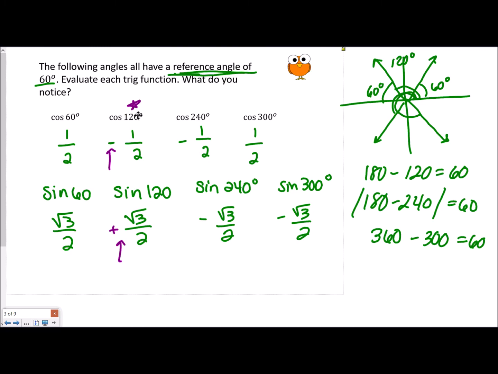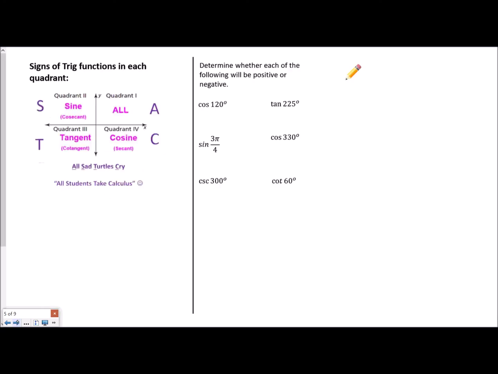I knew by seeing that it was 120 and that it was in quadrant 2 that it was going to be a negative value. I knew that 300 was in quadrant 4, and I knew that cosine was positive in that quadrant, so I knew it was going to be a positive 1/2. And the 1/2 came from right here, this beginning one with the reference angle. Anyways, let's go through this step by step.